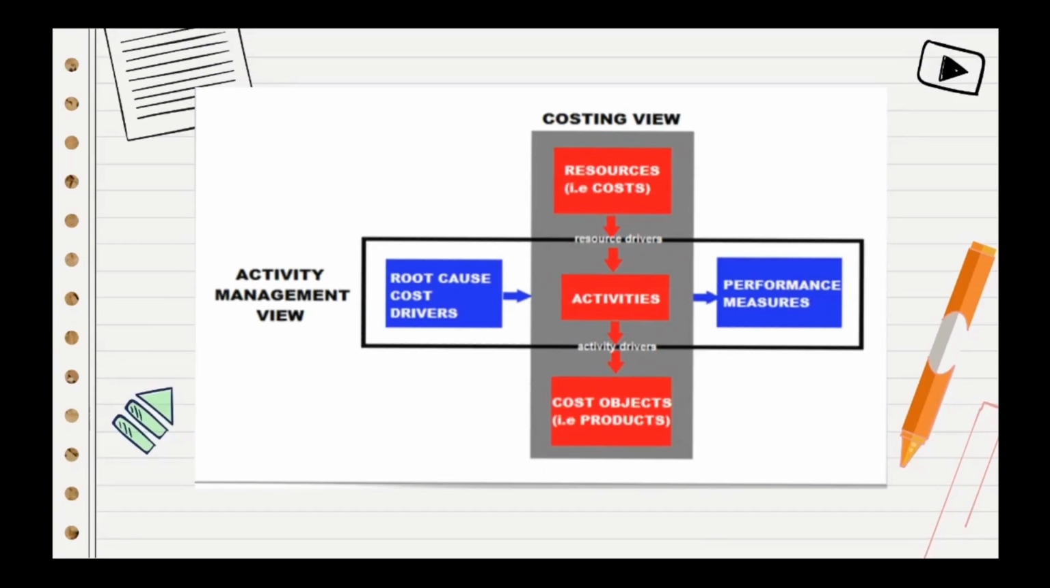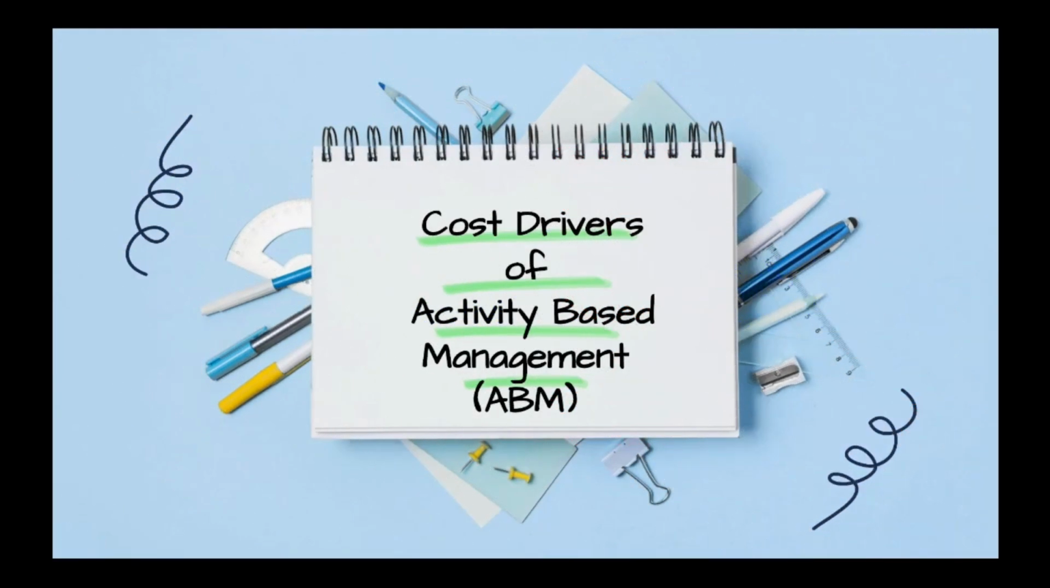In this figure, the horizontal axis represents the business process view. The vertical dimensions, which are resources, activities, and cost objects, represent ABC. When the second dimension is added, which is made up of cost drivers and performance measurement, the result becomes ABM. Next, we move to the cost drivers of activity-based management.